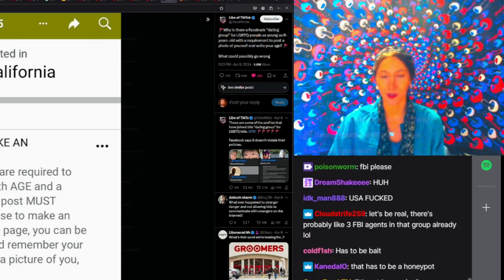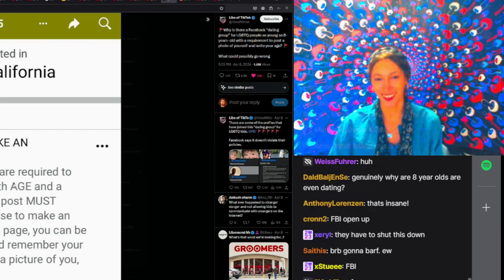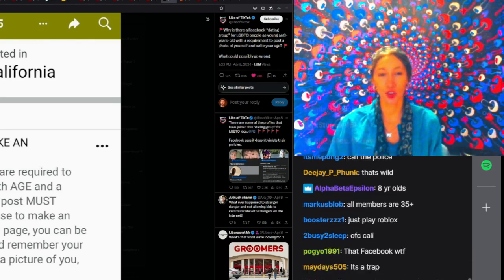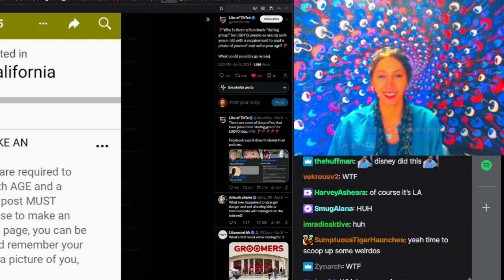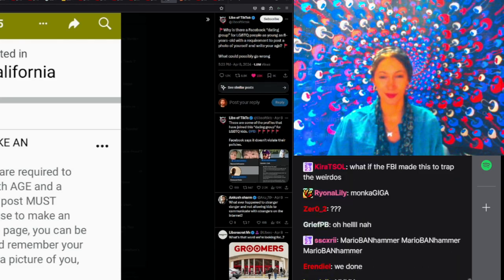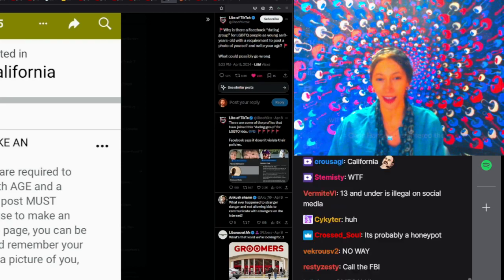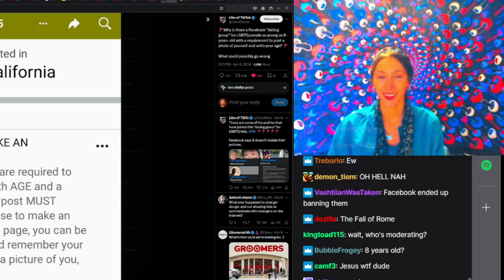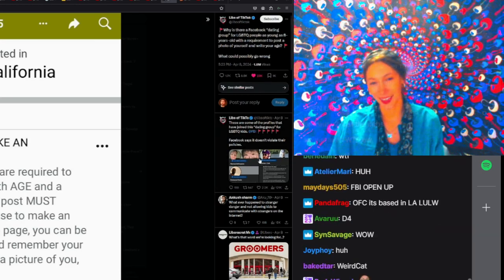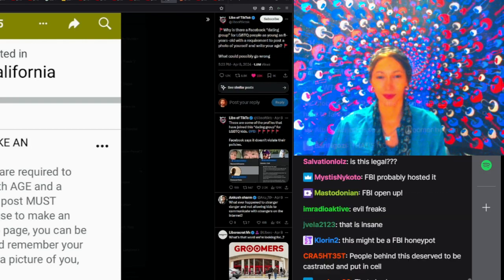Upon entering the group, you're required to make an introduction post with your age and a photo of you. Your very first post must include a photo and age. If you refuse to make an introduction post on a group page, you can be removed from the group. Would you just look at that? These are some of the profiles of the people that joined the group. That is nuts.